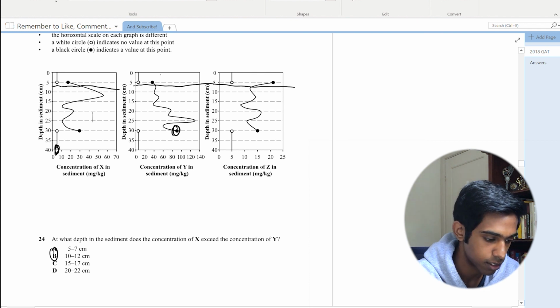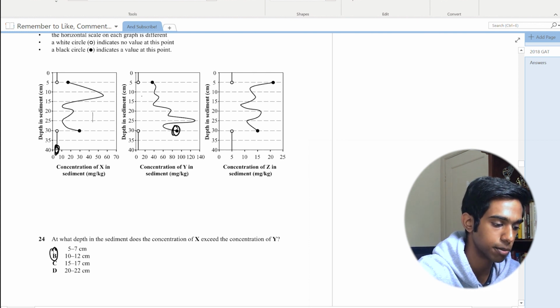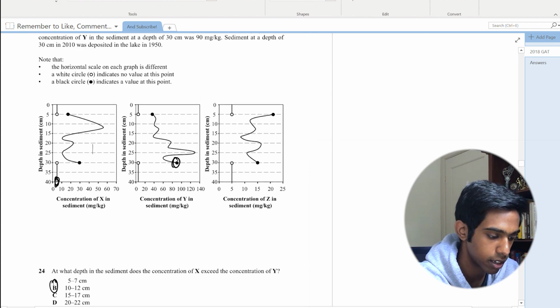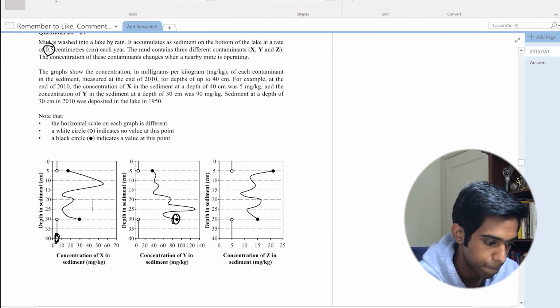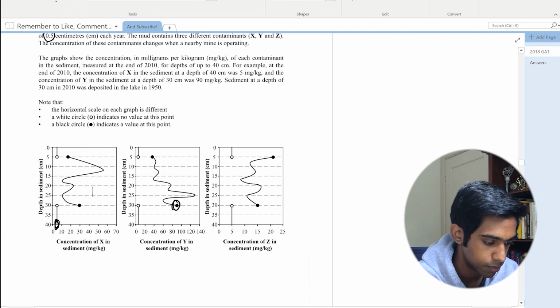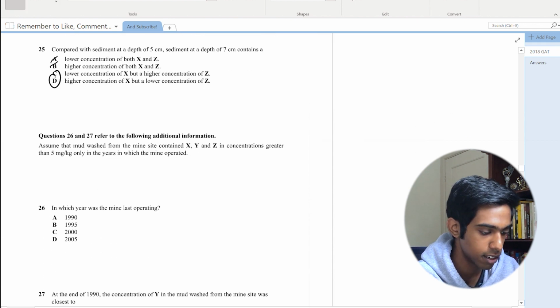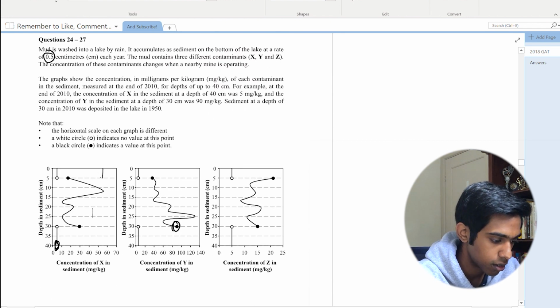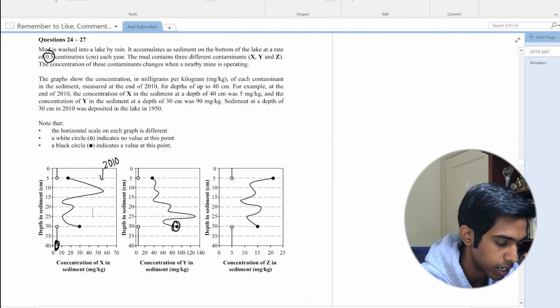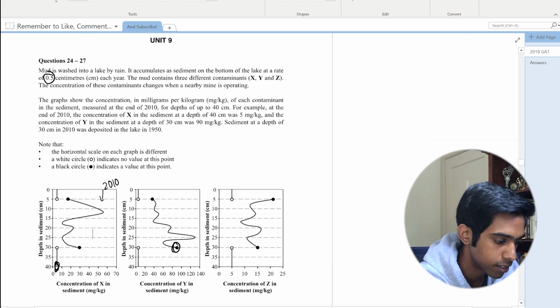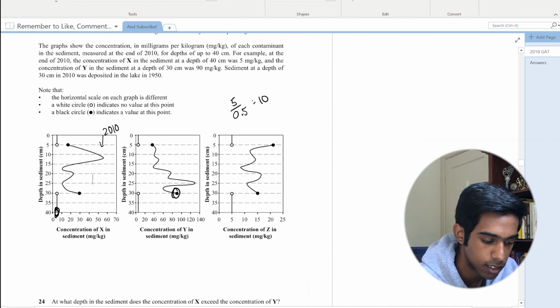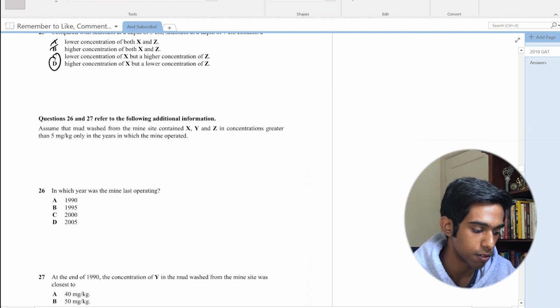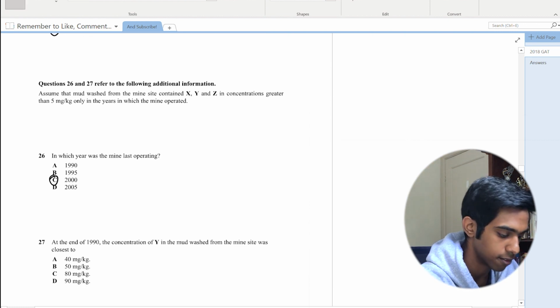So therefore that tells you that they're only washing, that's referring to pretty much just this part of every graph. So that's from 30 centimeters to 5 centimeters down. So that was deposited in 1950. And then we have to check, this is 5 centimeters down and this is 2010. So 5, that would be 10 years back because we divide 5 by 0.5 to get 10, which tells you the number of years. So this would probably be 2005.